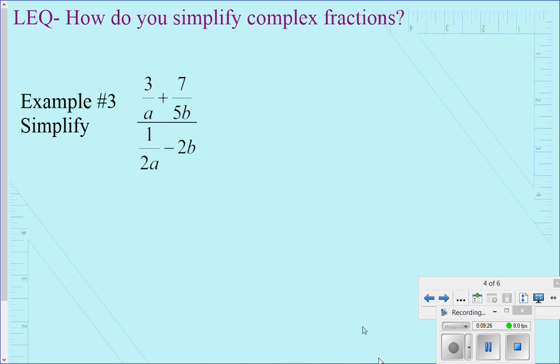And in class, we first just talked about what would the least common multiple be. So take a moment, look at A, 5B, 2A, and 1. Think about what you think the least common multiple would be. Okay, so hopefully you came up with 10AB is the least common multiple. That is correct. So we're going to multiply by 10AB in both the numerator and the denominator.